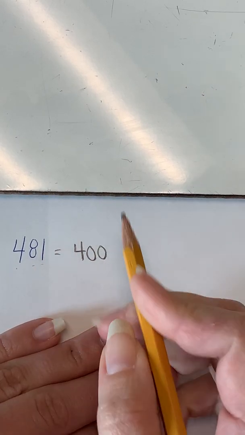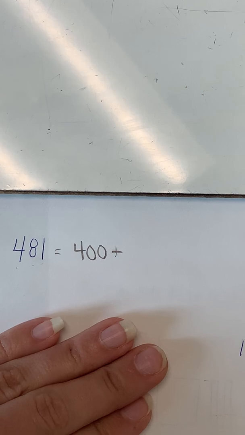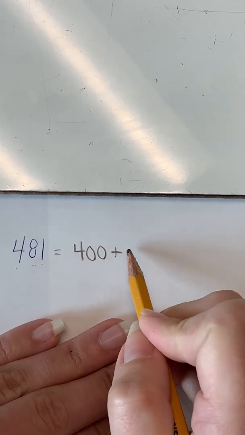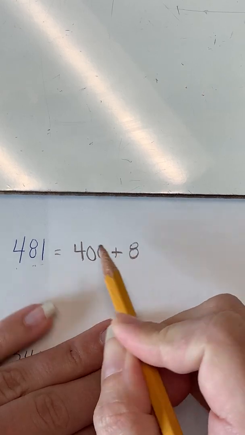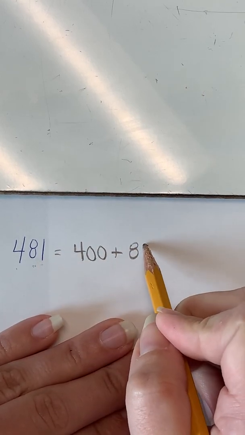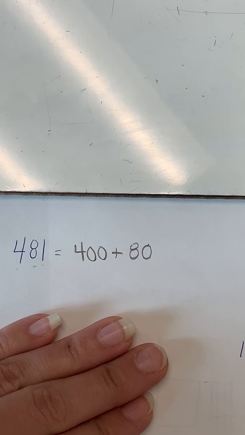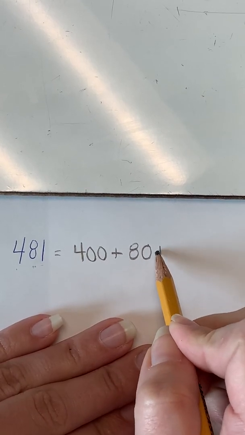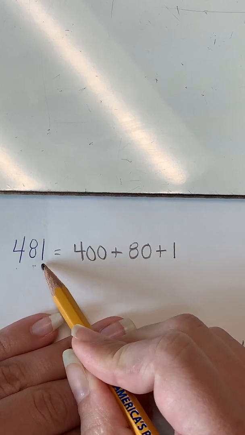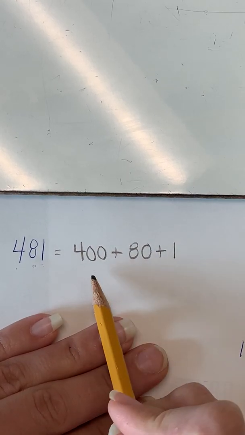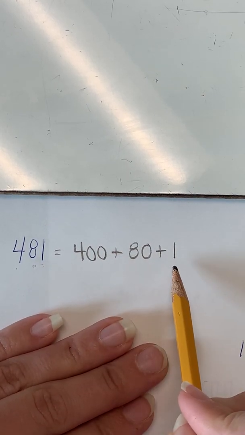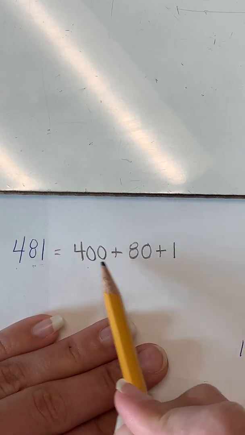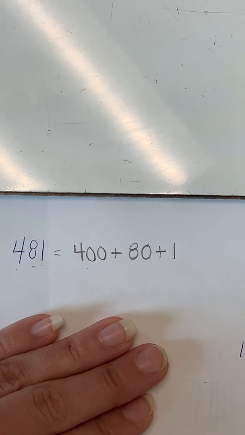400 plus how many tens? 8 tens. Fill in your 0. 8 tens, 80. Plus 1 for 1. 400 plus 80 plus 1. Decomposing that number to tell me the hundreds, the tens, and the ones that we used.